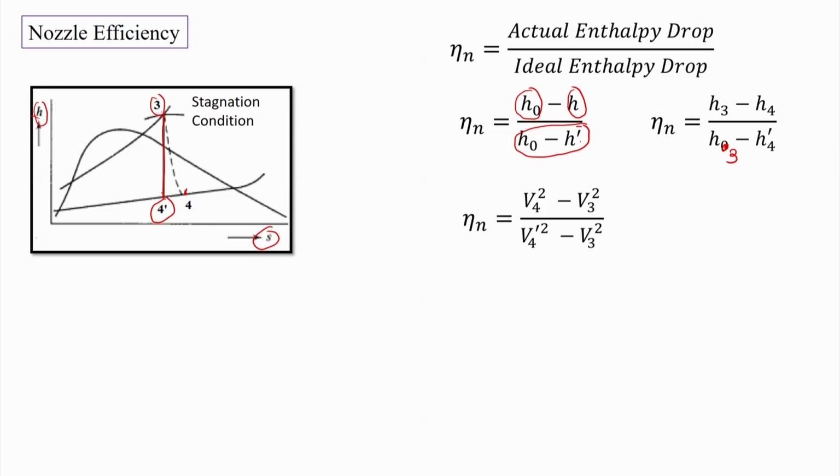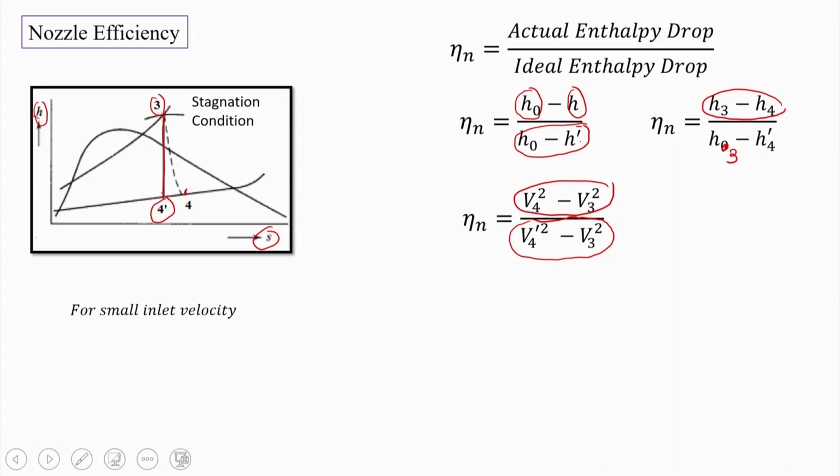We can as well write down this formula in terms of velocity, since we know change in enthalpy is equal to change in kinetic energy for the flow. So, V4 minus V3 square is change in kinetic energy of the flow in reality, divided by V4 dash minus V3 dash, which is change in kinetic energy in ideal sense.